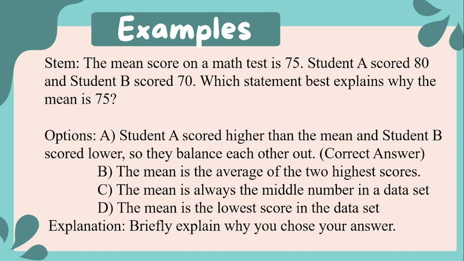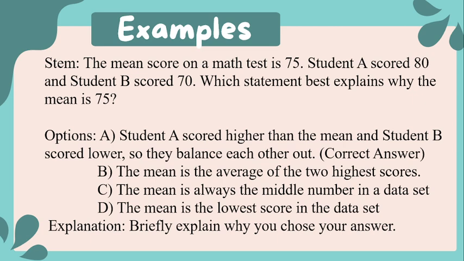Student A scored 80 and student B scored 70. Which statement best explains why the mean is 75? So notice here that we have only one correct answer. So here, after choosing the correct answer, we are going to briefly explain why we choose it.